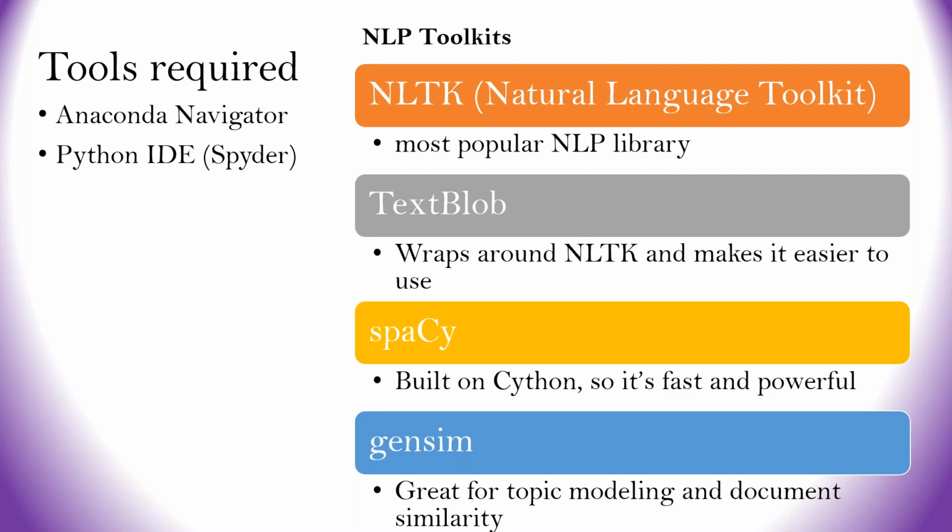Some of the most popular toolkits we would be using further are NLTK; TextBlob, which wraps around NLTK and makes it easier to use; spaCy, which is built on Python so it's fast and powerful for NLP tasks; and Gensim, which is great for topic modeling and document similarity too.